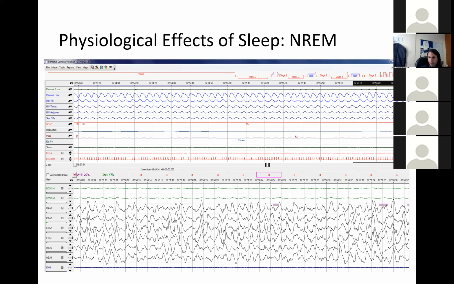And this is an example of a sleep study with an EEG in non-REM sleep. And you can see the breathing pattern is very, very regular here.